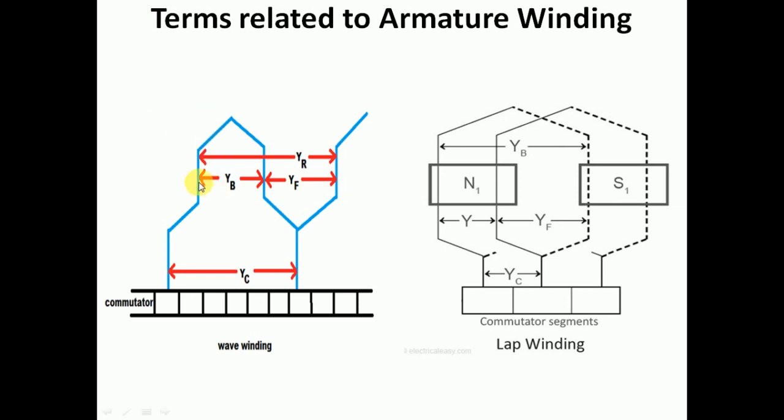Back pitch is defined as the distance between the two conductors of a coil which are connected through their back side, measured in terms of armature slots. Next is resultant pitch. Resultant pitch is defined as the distance between the first conductors of adjacent coils, measured in terms of armature slots. And the last one is commutator pitch. It is defined as the distance, in terms of commutator segments, measured between the two ends of a coil.